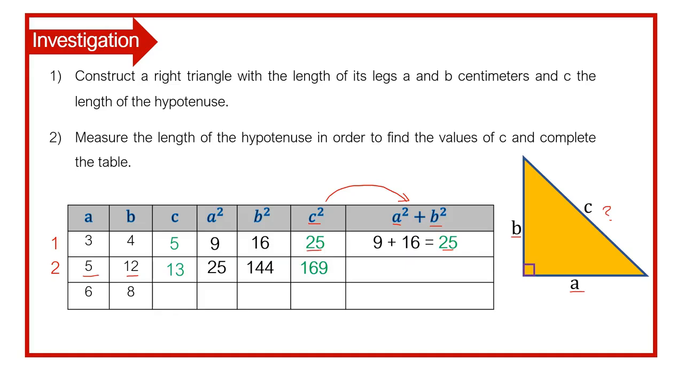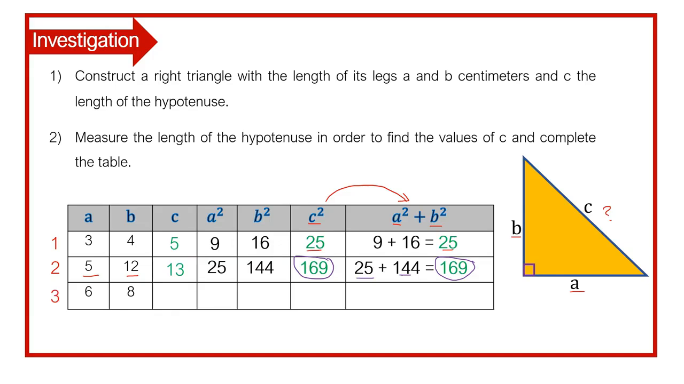Now let's get A squared plus B squared. A squared is 25, B squared is 144. You can see that the sum of A squared and B squared is 169, and also C squared is 169. You can see that C squared is equal to A squared plus B squared.